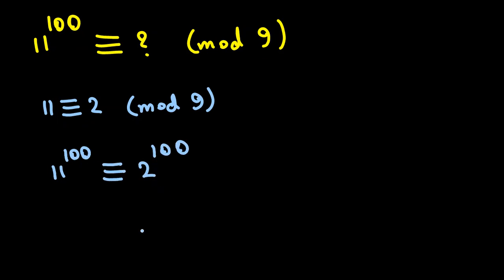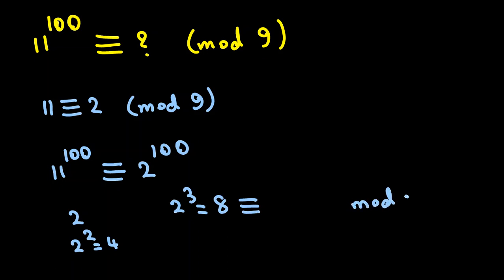So look, we want to find something like the previous one, that reaches 1. So 2 is not good. 2 squared is 4, not so good. 2 cubed is 8, it's good. Why? Because if you consider mod 9, you can add 9 or subtract 9 from this. If you subtract 9, it will be negative 1. So you can say it's good.